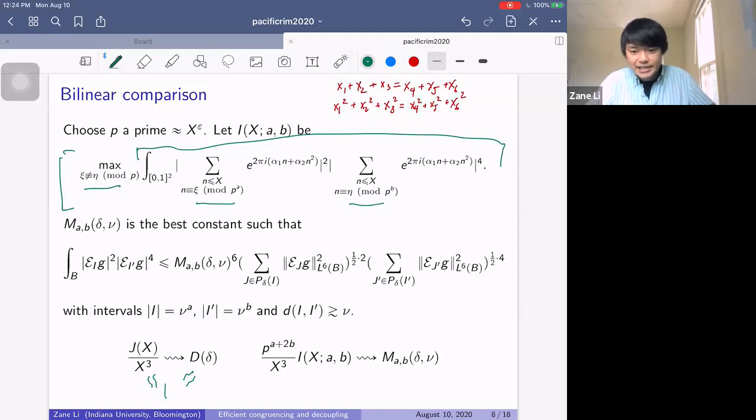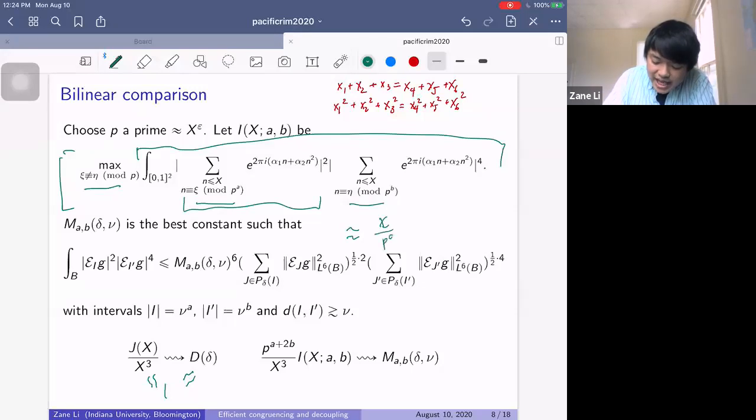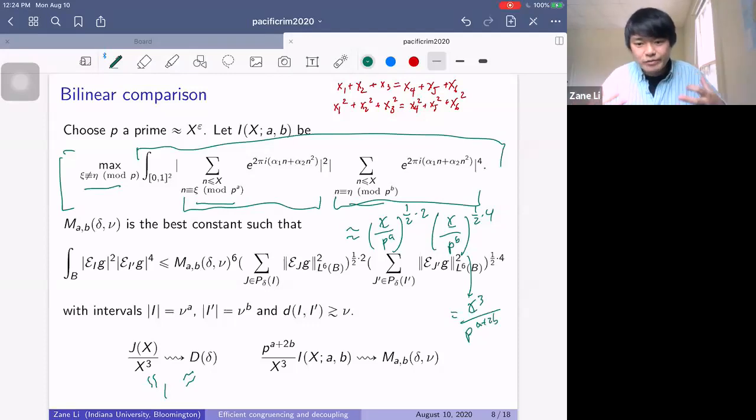So J of X, the fact that J of X is controlled by X cubed, is a statement of square root cancellation. So you can think of roughly how big I of AB should be. If we pretend we have square root cancellation, the absolute value of this first exponential sum should roughly be of size X over P to the A to the 1/2 times 2 because of the square. And the second term over here should be of size X over P to the B to the 1/2 times 4. And so we get that this is equal to X cubed over P to the A plus 2B. And so heuristically, at the end of the proof, we should expect that I of AB should be roughly of size X cubed over P to the A plus 2B with epsilon losses.